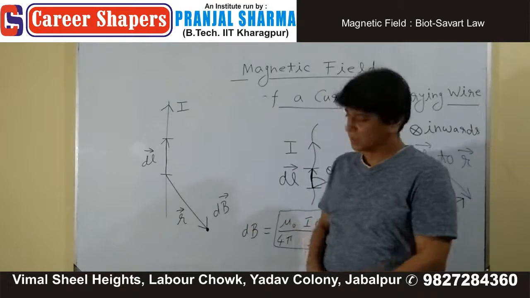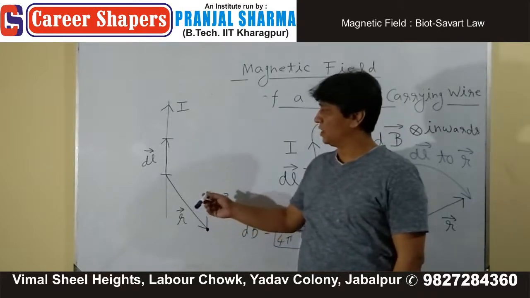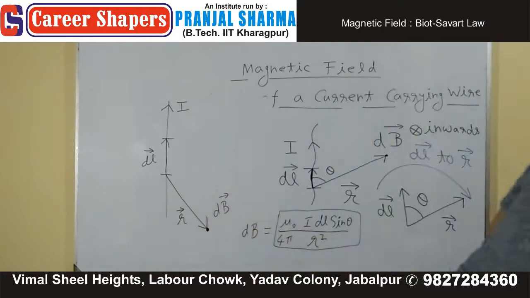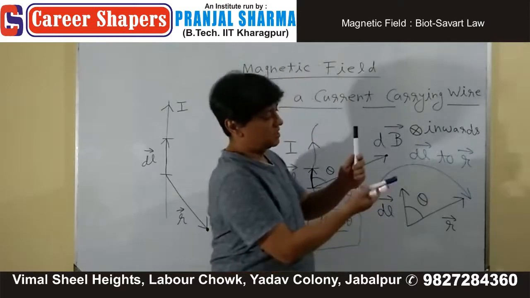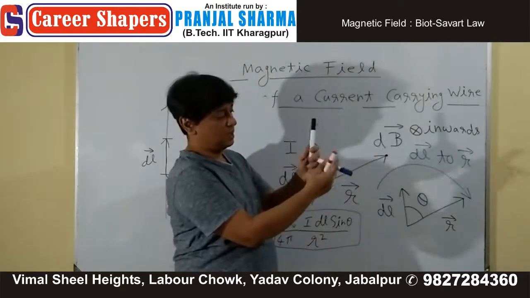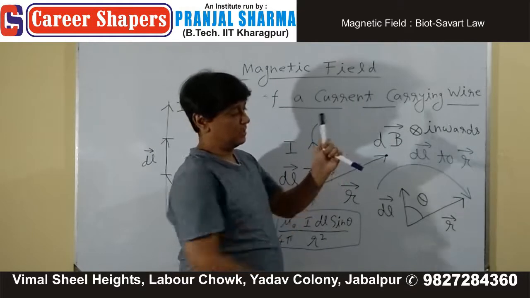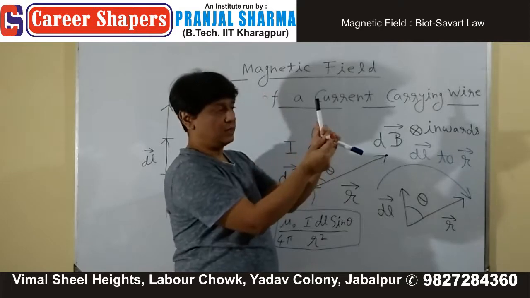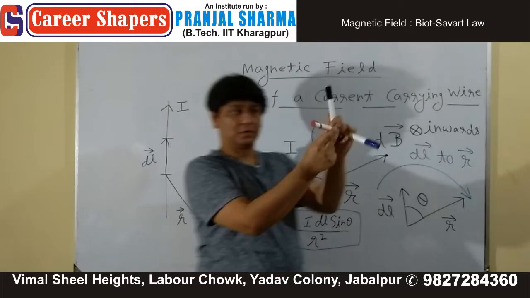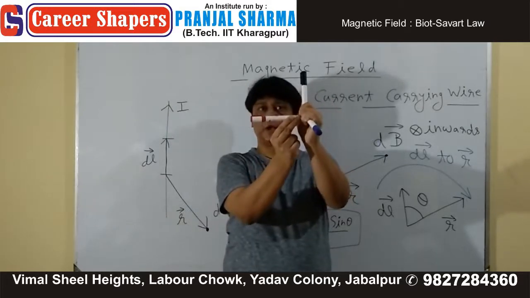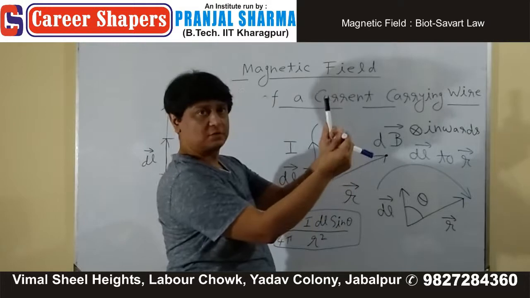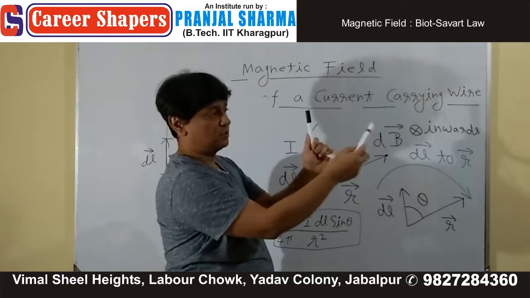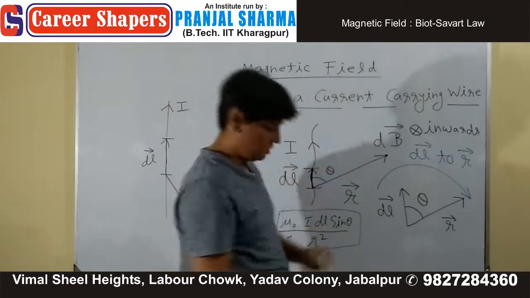This is dl, this is r. So first thing, the magnetic field will be perpendicular to dl and r both. Something like this. This is dl, this is r. Then if this red marker gives you the magnetic field, it should be like this. I hope you can see it now. It should be like this or this, perpendicular to this plane. This or this.